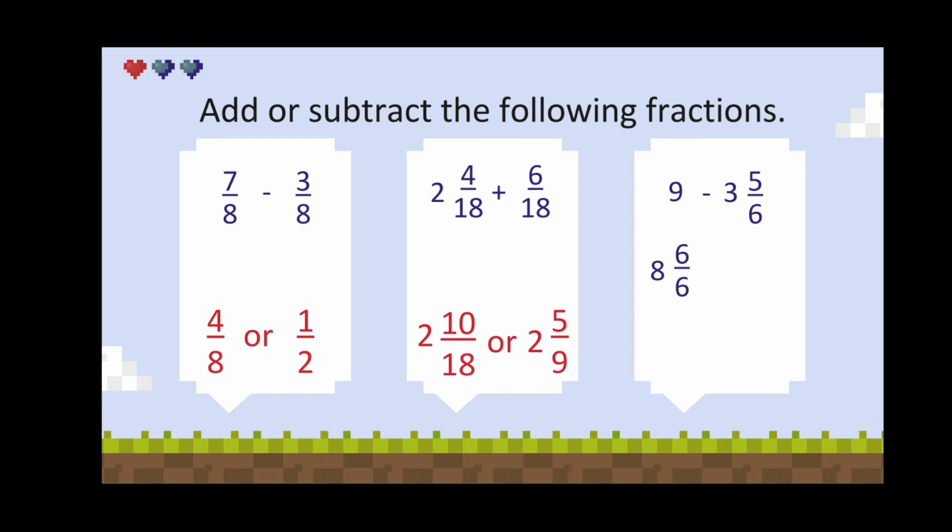Now, let's subtract 8 and 6 over 6 by 3 and 5 over 6. So, syempre, whole number to whole number, numerator to numerator, since common naman ang kanilang denominator. So, 8 minus 3 equals... Okay, so it's 5. So, therefore, ang whole number natin ay 5.